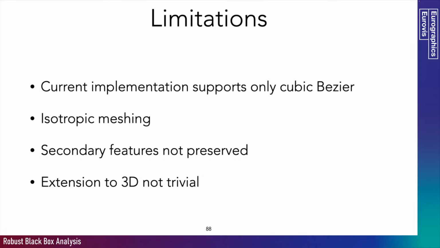So there are many limitations in our implementation of this method. For now, we only support cubic Bezier curves in 2D. We can only do isotropic meshing, and we cannot guarantee that all the features that you provide are going to be preserved, so there can be small parts that are not preserved. Extending this method to 3D is highly non-trivial, and this is one of the big challenges that we are trying to solve.